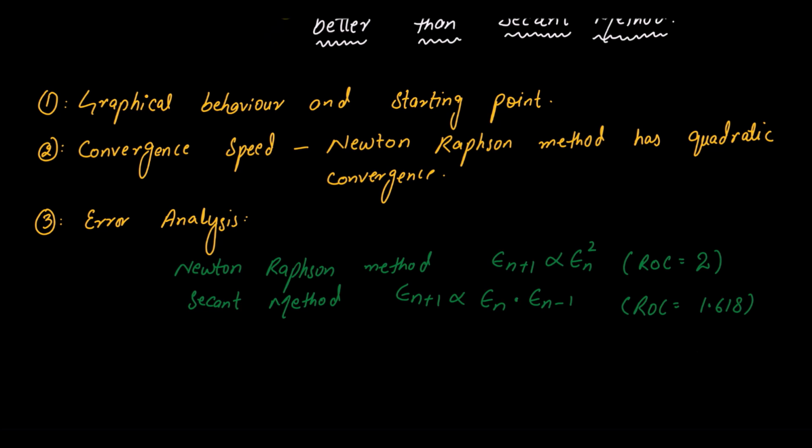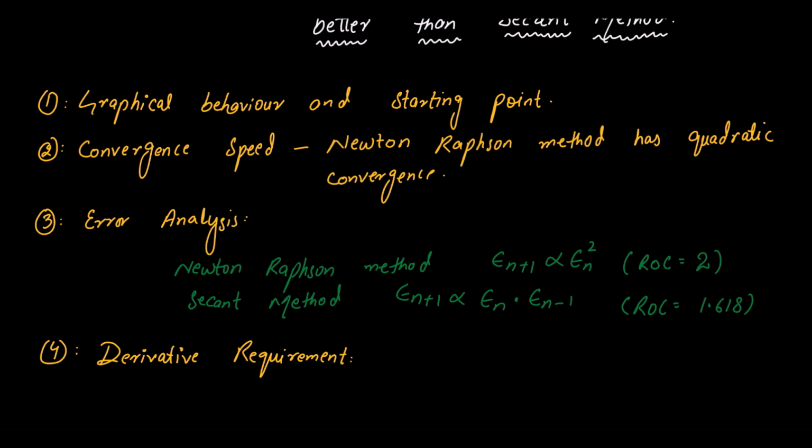Let's talk about the fourth point, the derivative requirement. To be very fair, the secant method does not require a derivative. This is useful when the function is too complex to differentiate, and it's more accessible in some cases, but that comes at the cost of efficiency and accuracy.